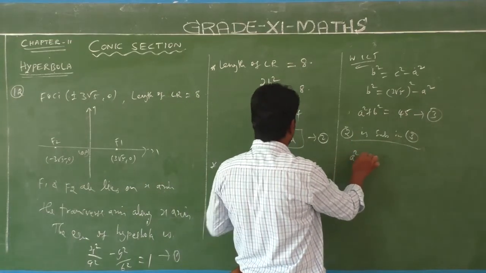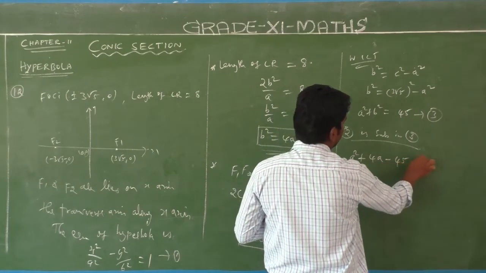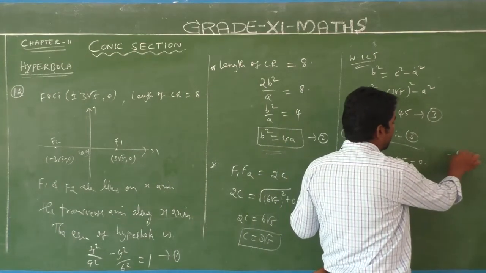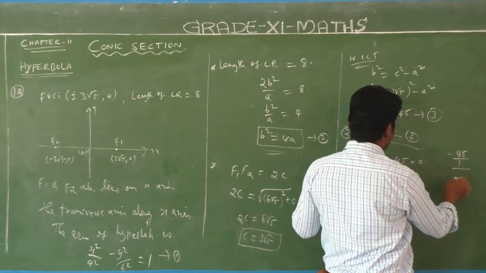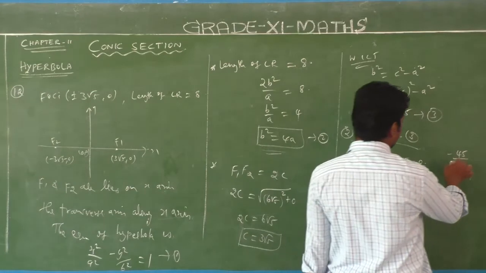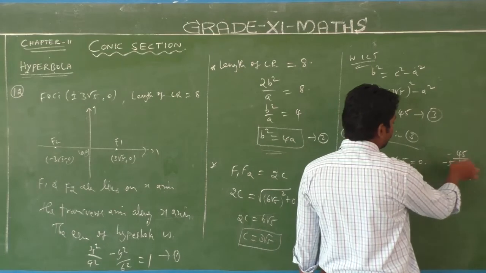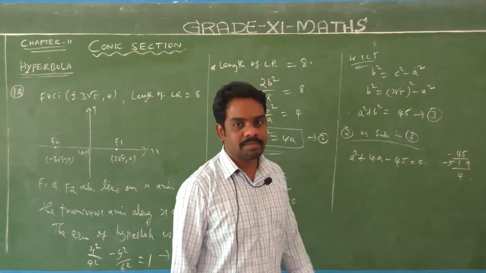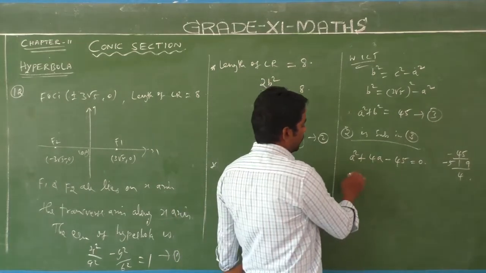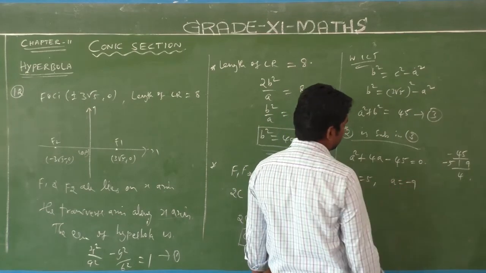a squared plus b squared is 4a minus 45 equal to 0. This is a quadratic equation, so factorize it. For minus 45, the sum of the values is 4: 5 nines are 45. So minus 5 into plus 9 is minus 45, and the sum of these two values, minus 5 and 9, is 4. So a is equal to plus 5 and a is equal to minus 9.